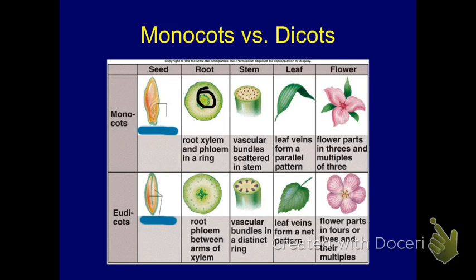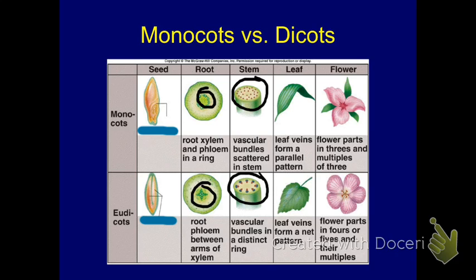In eudicots, the phloem is between the arms of the xylem, so it's almost like a star shape or the spokes of a wheel. Monocots in the stems look a little bit less organized. Things are kind of scattered. In eudicots or dicots, the vascular bundles are in a ring.